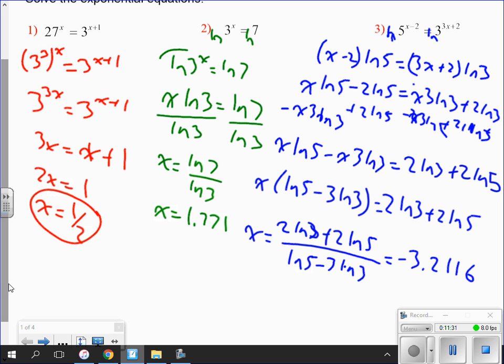Basically, that's how you solve an exponential. Take the log of both sides. That's what logarithms are absolutely fantastic for, because otherwise, you can do the first one, but you're not going to be able to do the other 2.